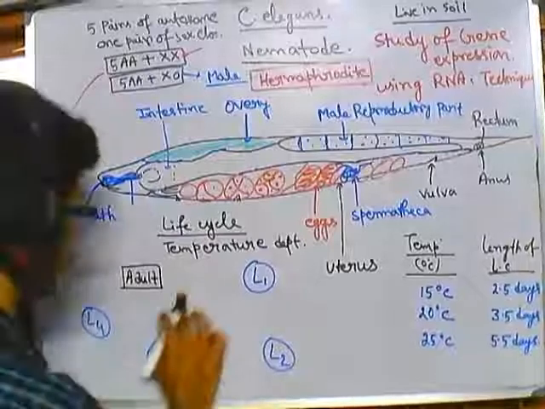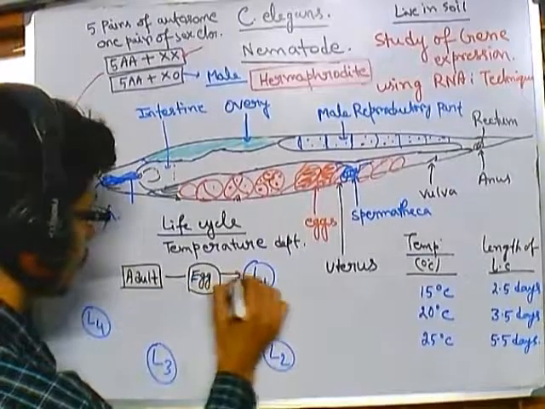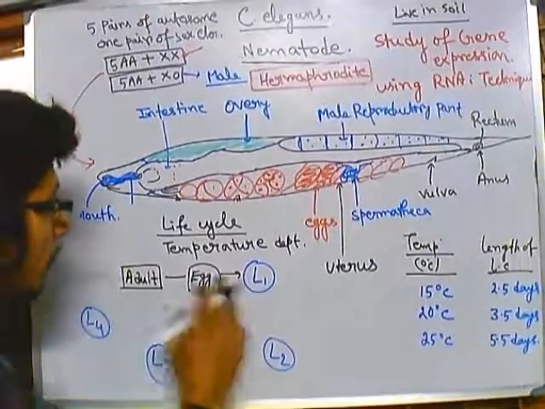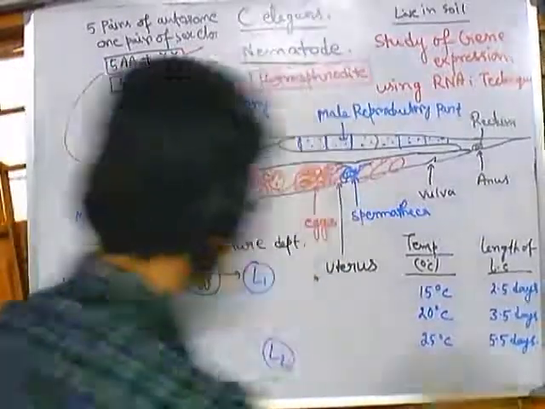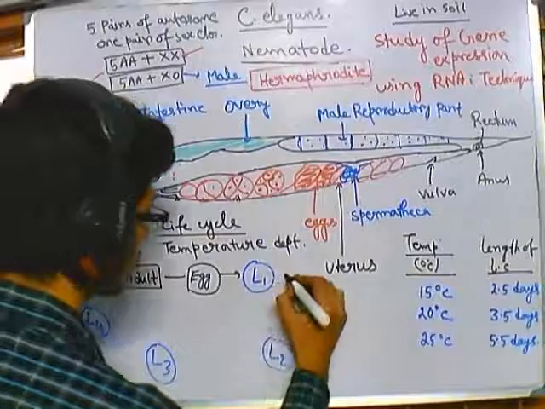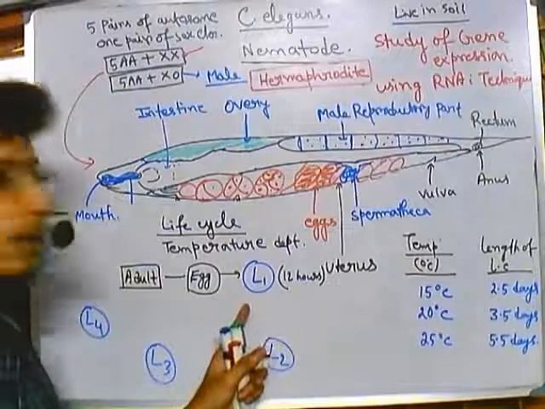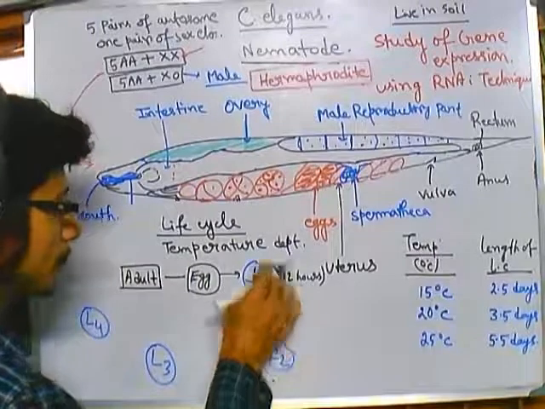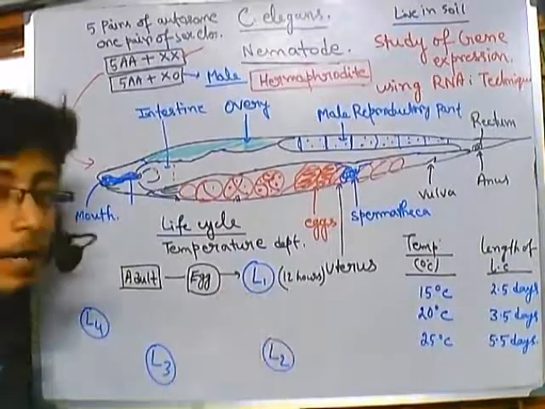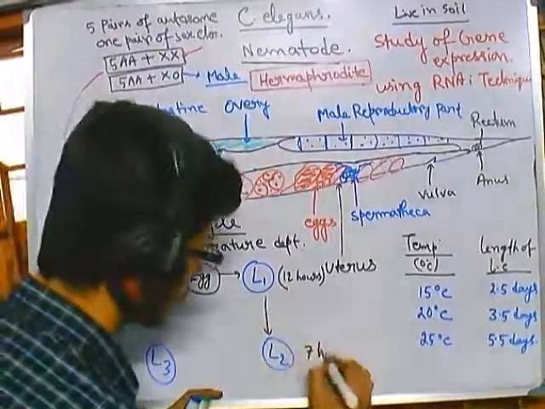I am going to take this black one. They are going to produce this egg somewhere here, which is also important. And then they produce L1. Normally the duration at the L1 stage is 12 hours. So they take 12 hours to reach this stage, and they stay there for 12 hours. After that, they turn into L2, or larval stage 2, and they stay at larval stage 2 for 7 hours.